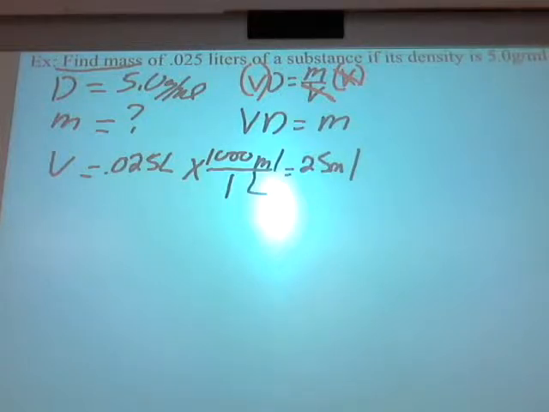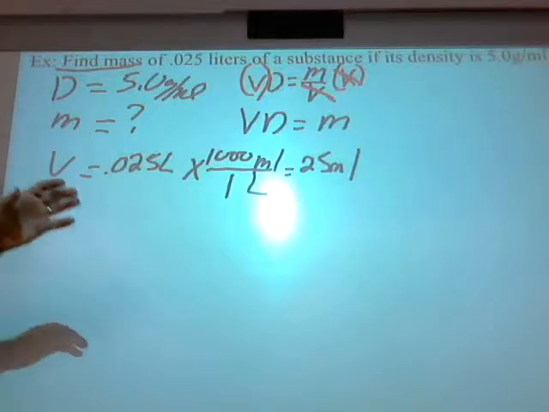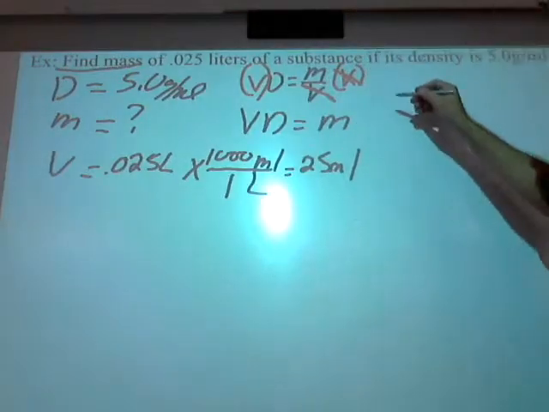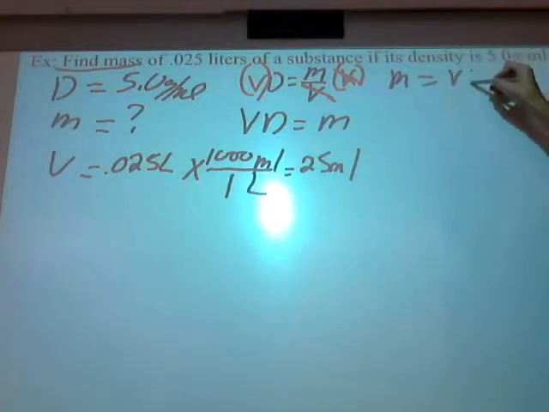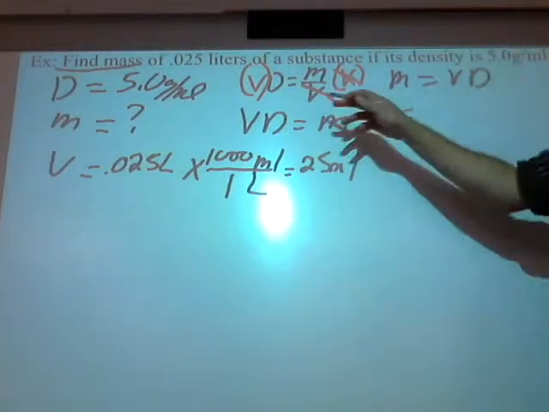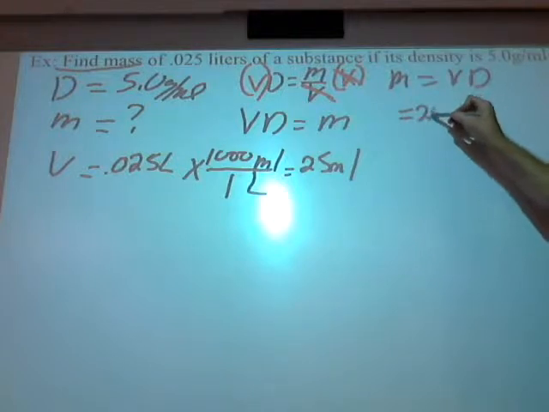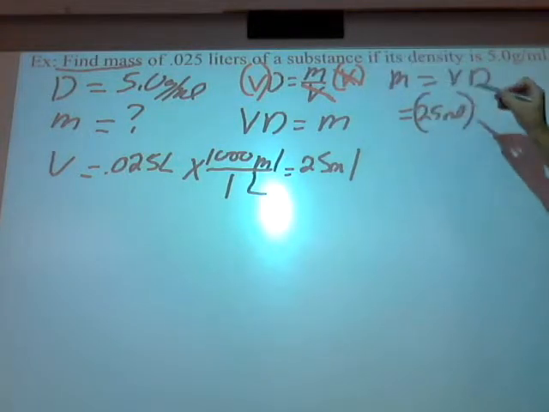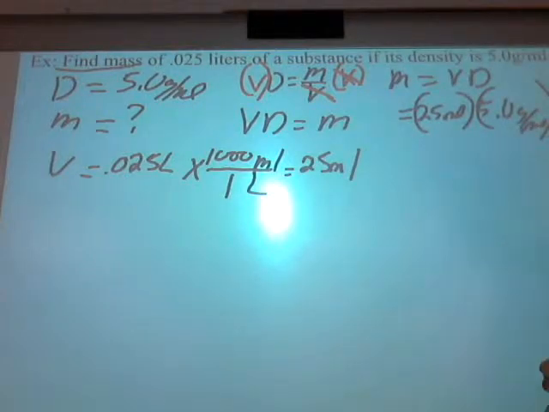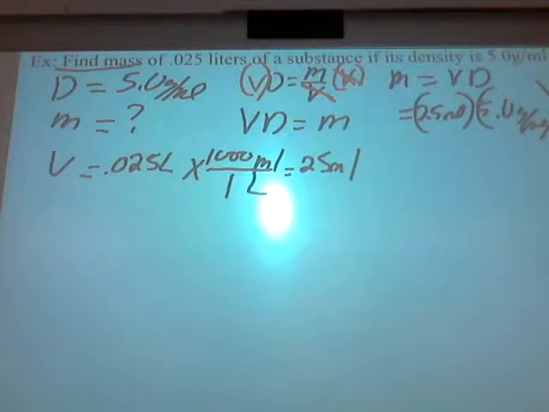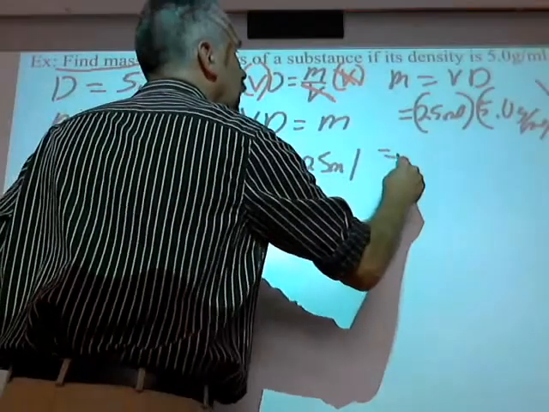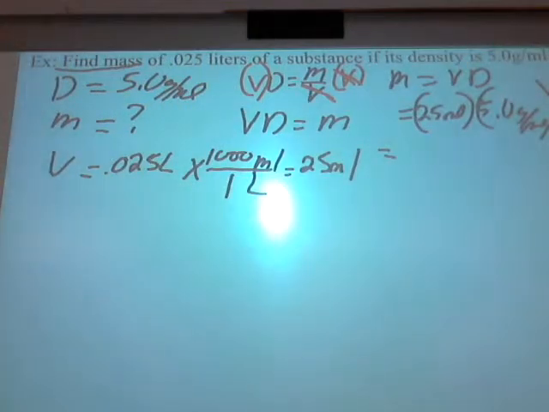All right, good. Now I simply throw my numbers in. If V times D equals M, and that's my equation, I'll just rewrite it up here. M equals V times D. Then M equals V, which is 25 milliliters, times D, which is 5.0 grams per milliliter. Right? What do I get for that answer? Again, you can do that in your head.